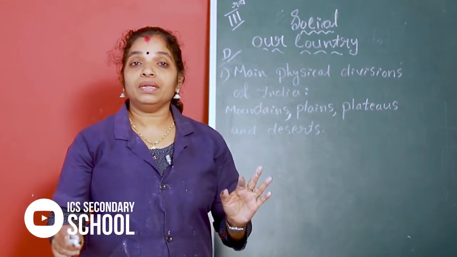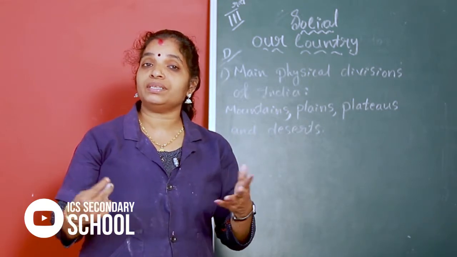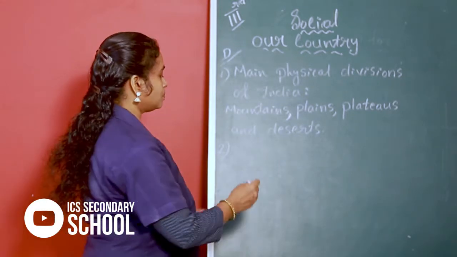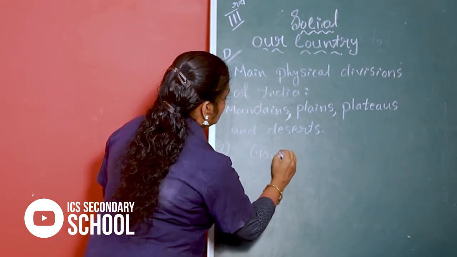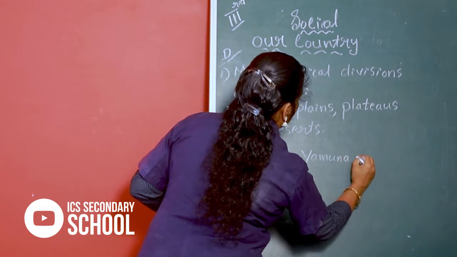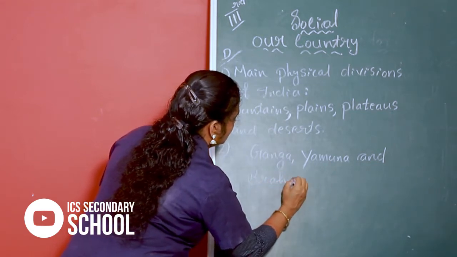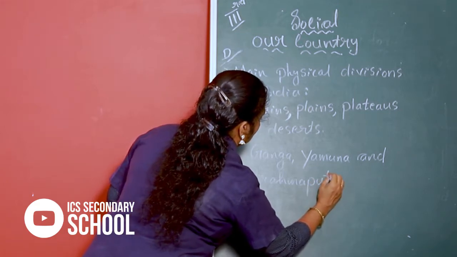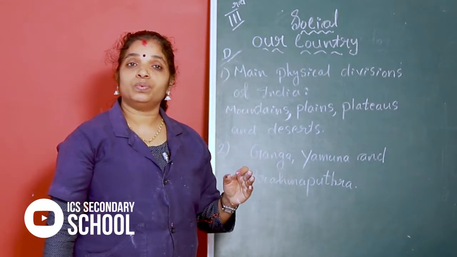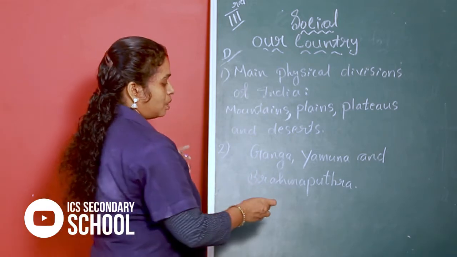Second question. Name any 3 rivers which originated from the Himalayas. Answer: Ganga, Yamuna and Brahmaputra. Name any 3 rivers which originated from the Himalayas. Ganga, Yamuna and Brahmaputra.